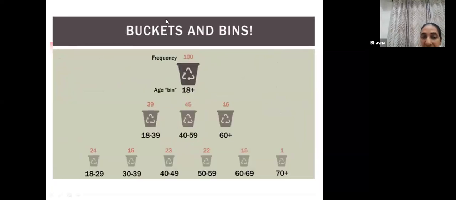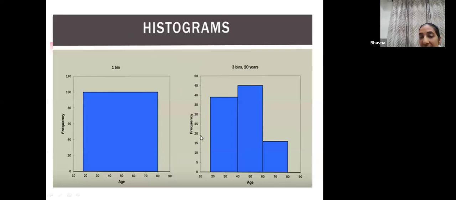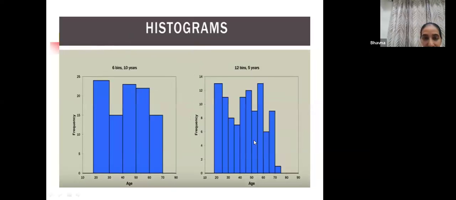Okay. Now, let's see that we divide this data into 3 bins, right? 18 to 39, 40 to 59 and 60 plus, right? So essentially the gap is 20 years, right? We divide them into 3 bins with the gap of 20 years and see, this is the kind of histogram that we get. It now gets some shape. We would not say that the shape is perfect, but it is better than a histoblob, okay? When we had only 1 bin, now we have 3 bins, okay?